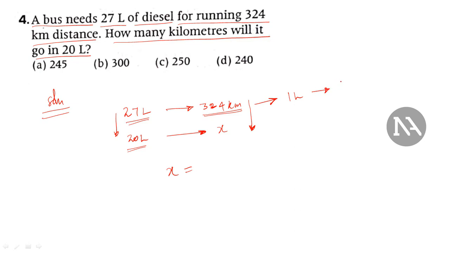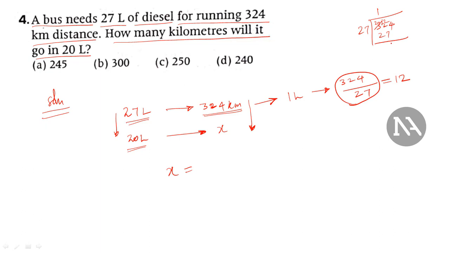So for 1 liter I can calculate 324 divided by 27. This is how many kilometers it will run for 1 liter. If I divide this, 324 divided by 27 will give you 12, right? So you can divide like this: 324 divided by 27. 27 goes 2 times, and this will become 12.